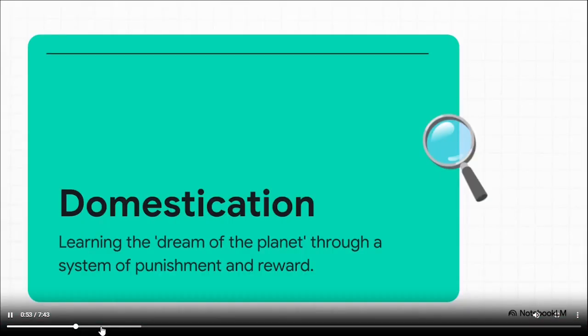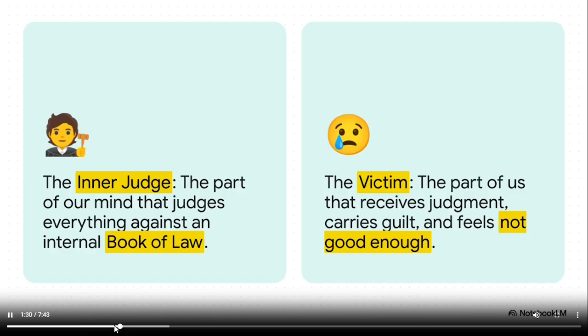So how do we learn to live in this big societal dream? The book uses a pretty wild word for it: domestication. And it's a powerful comparison. Just like we train an animal with treats for good behavior, our minds basically split into two parts that are always at war. You've got the inner judge, who's like this merciless enforcer with a giant book of law full of all the rules we've learned, and then there's the victim, the part of us that takes all the hits, feels all.